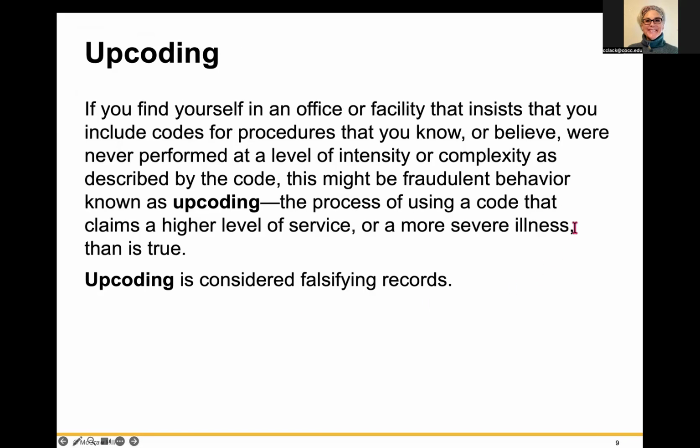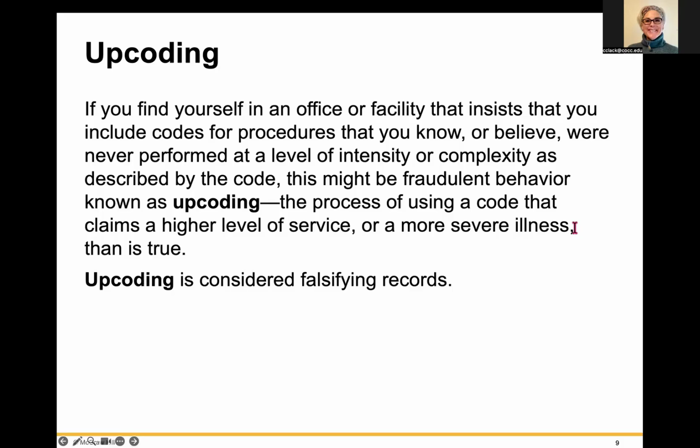Let's talk about upcoding. This is one of the fastest ways a coding department can land on an audit radar. Upcoding is when a reported code represents a higher level of service, higher intensity, complexity, or more severe illness than what actually happened. It's not just a small mistake, it's a misrepresentation of the record, especially when it's intentional or repeated. If you're in an office or facility that insists you include codes for services that you know were not performed at that level, that's fraud.